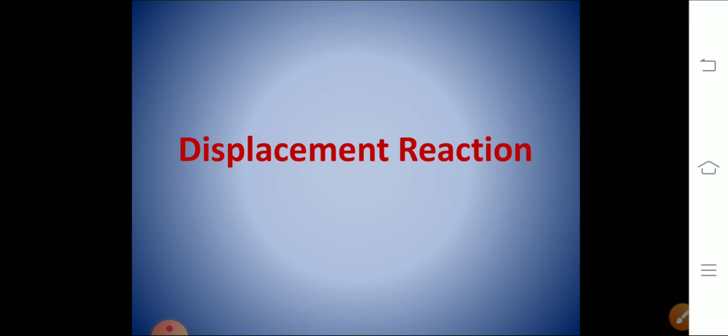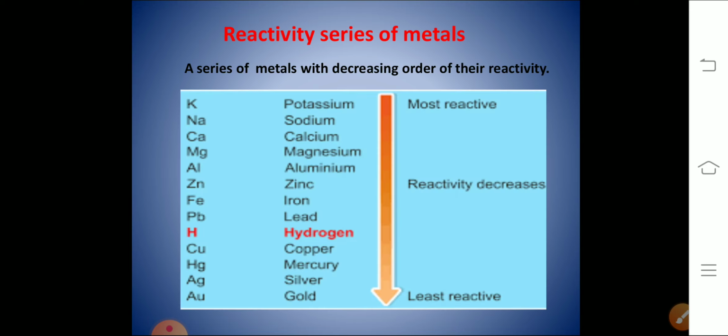Before understanding this displacement reaction, you should learn a series of metals which is called reactivity series. So, what is reactivity series? A reactivity series is a series of metals in decreasing order of their reactivity. Means as we go down the series, the reactivity decreases. So the topmost will be the most reactive metal, whereas the bottommost will be the least reactive metal. So in this case, potassium is more reactive than sodium, is more reactive than calcium, and like this you have to learn the whole series.